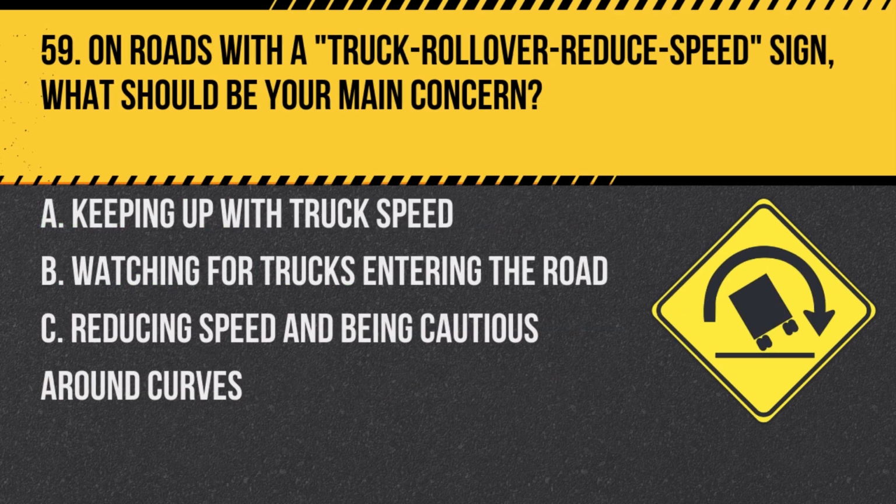Question 59. On roads with a truck rollover reduced speed sign, what should be your main concern? A. Keeping up with truck speed. B. Watching for trucks entering the road. C. Reducing speed and being cautious around curves. Answer: C. Reducing speed and being cautious around curves. The sign indicates a higher risk area for truck rollovers.